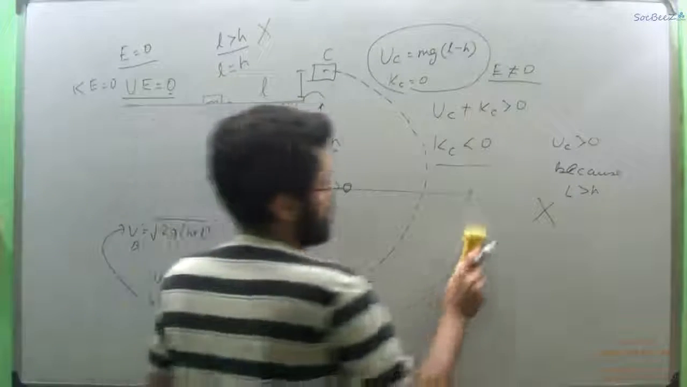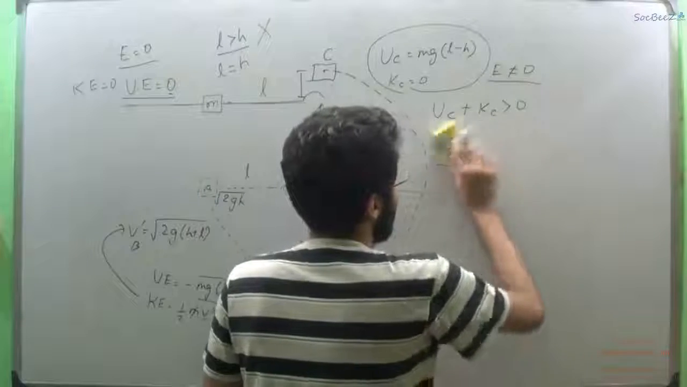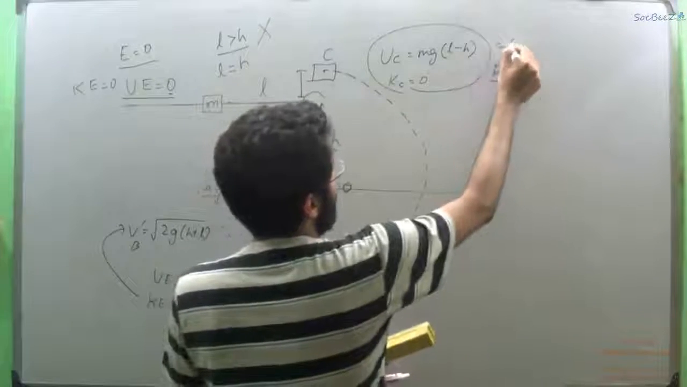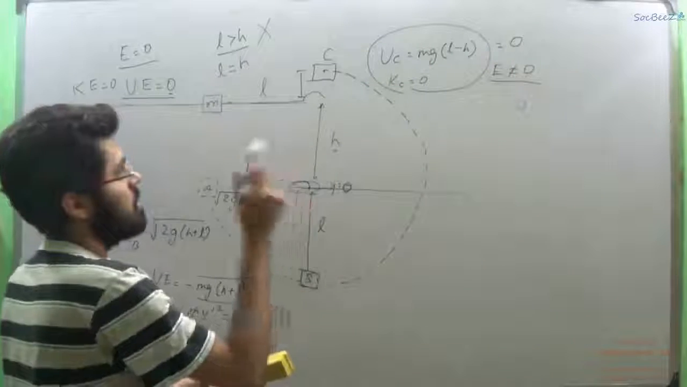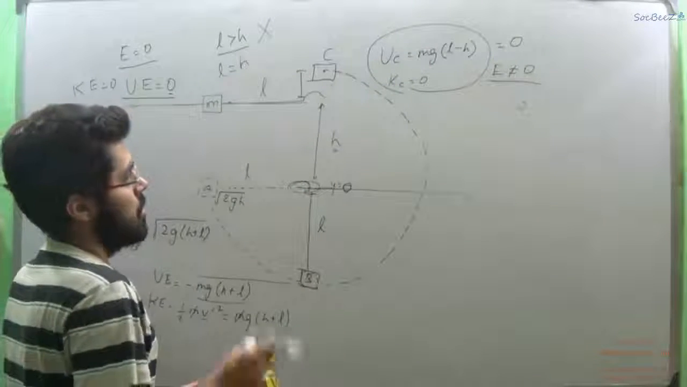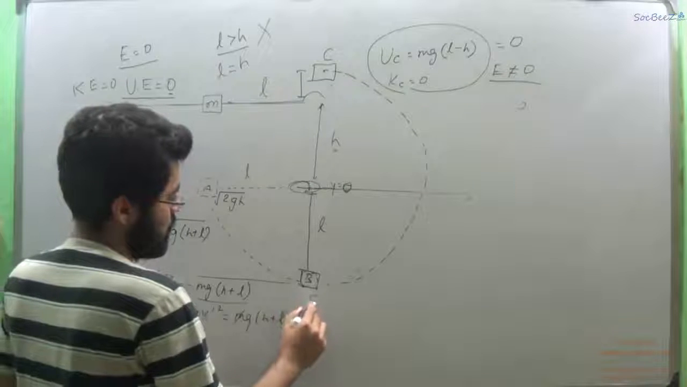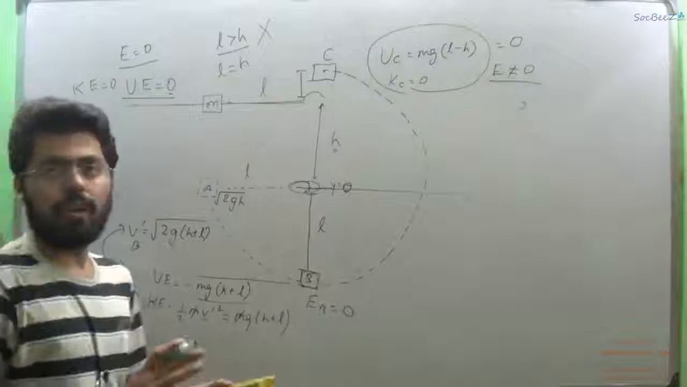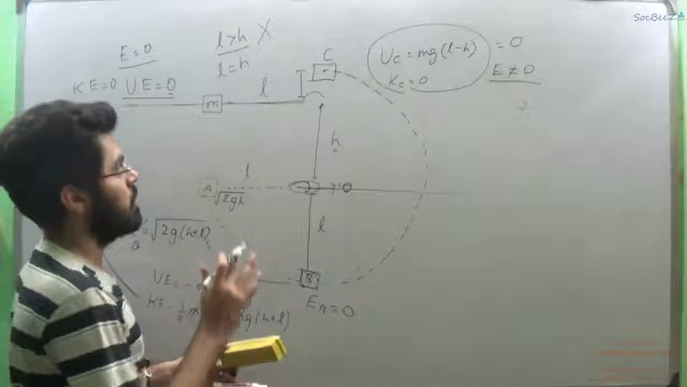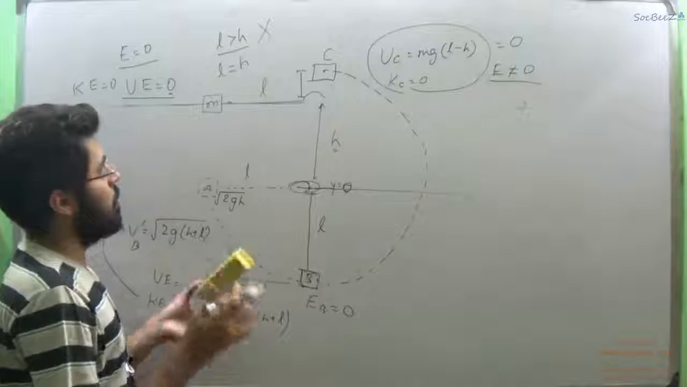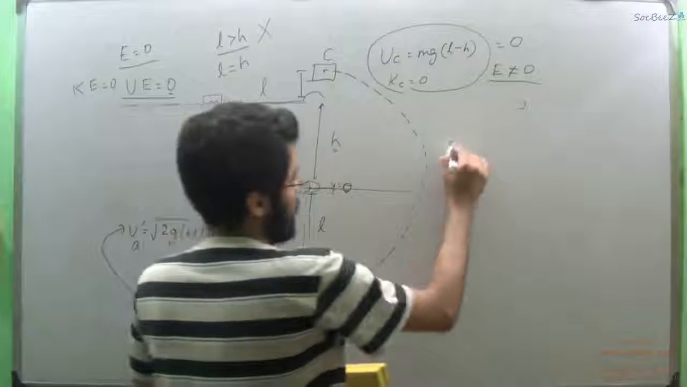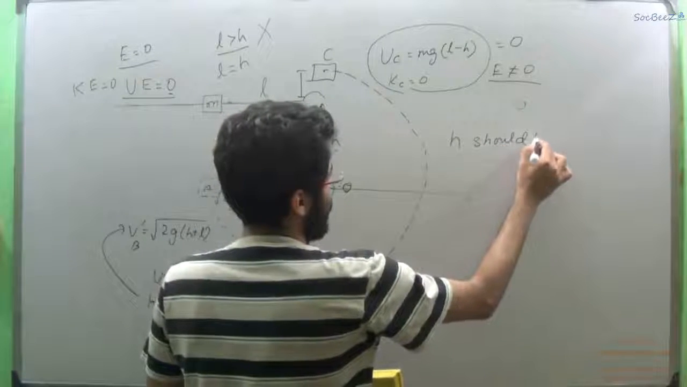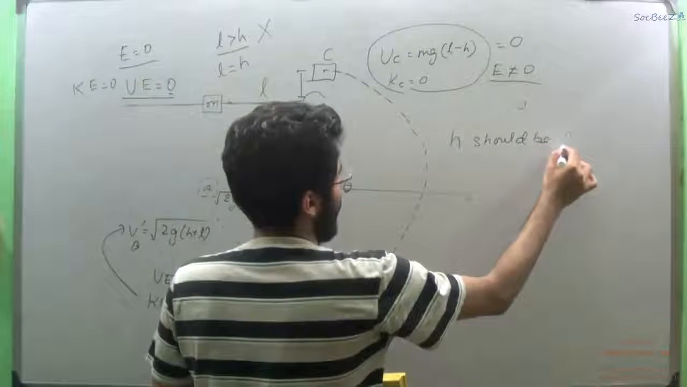Then what will happen? If L is equal to H, then this will go 0, and K is 0, and here also total energy is 0. So this is something which we can afford. Yes, it is possible. So from here what we got? That the minimum H should be L.